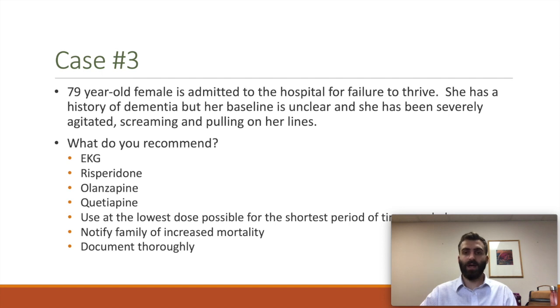If you do decide to use an antipsychotic in this patient, some options would be risperidone, olanzapine, quetiapine. Remember to use at the lowest dose for the shortest duration you can, and target specific symptoms and really document things well. So there is that increased mortality risk. Notify the family exactly what your goals are and why you're choosing this. But antipsychotics can be and are used for some of these severe symptoms related to dementia. So that is an option.